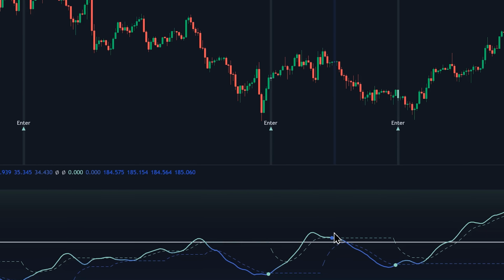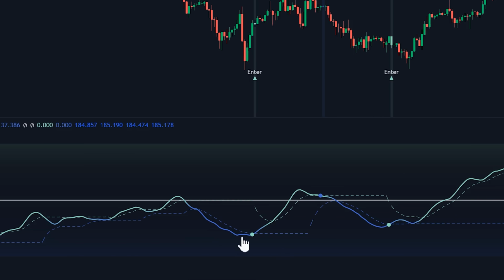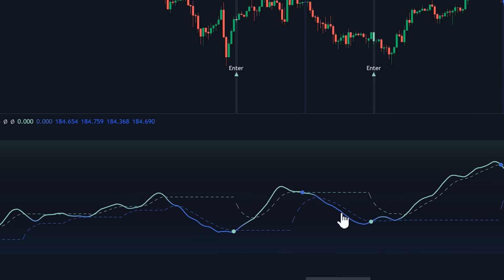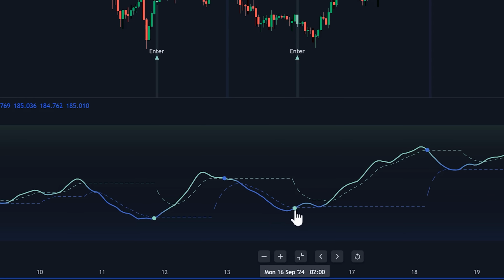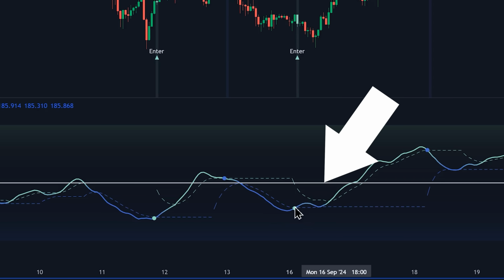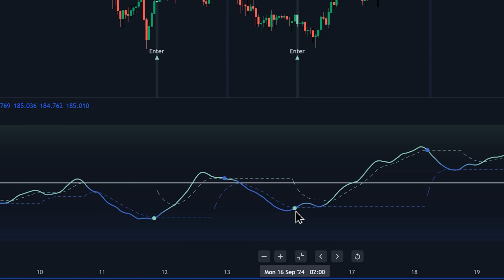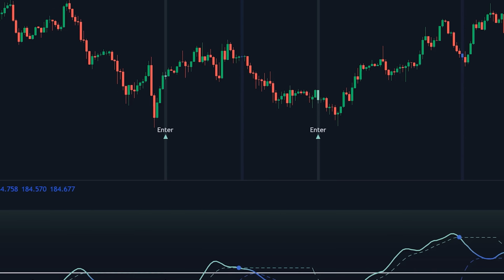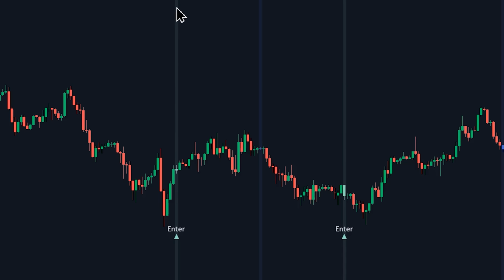Now, the crossovers between the DSL Oscillator and these two DSL lines indicate buy and sell entry points. Whenever the DSL Oscillator crosses above the lower DSL line and that crossover happens under the 50 level, that indicates a buy signal. Whenever this happens, a teal-colored dot is going to be printed. At the same time, there is going to be a vertical bar on the chart with a label that says enter, making it easier for you to take your long positions.